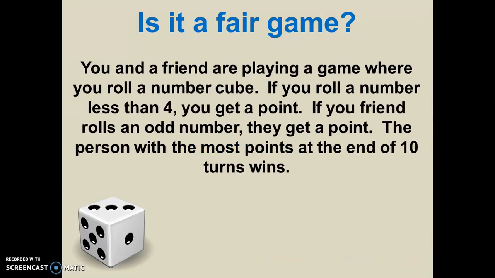Okay, and one more for you to analyze on your own. You and a friend are playing a game where you roll a number cube. If you roll a number less than 4, you get a point. And if your friend rolls an odd number, they get a point. The person with the most points at the end of 10 turns wins. I want you to analyze the number of favorable outcomes for each person to get a point. How many different numbers allow you to get a point? How many different numbers allow your friend to get a point? And then determine, is this fair or not? Please come to class ready with your explanations.